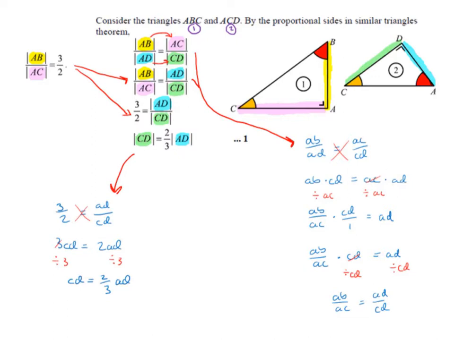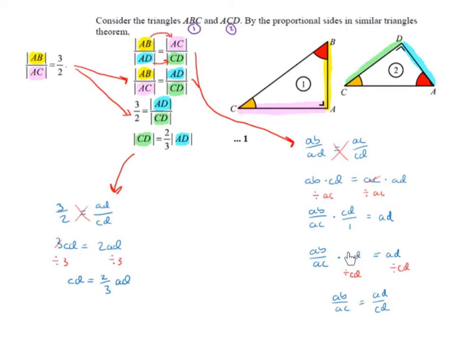So we're going to start by dividing across by AC. It'll cancel out that AC there. So we're going to have AB times CD divided by AC. We can rewrite that as AB over AC multiplied by CD over 1, and that's all equal to AD, because remember, we got rid of the AC there. CD over 1 can be rewritten as CD.